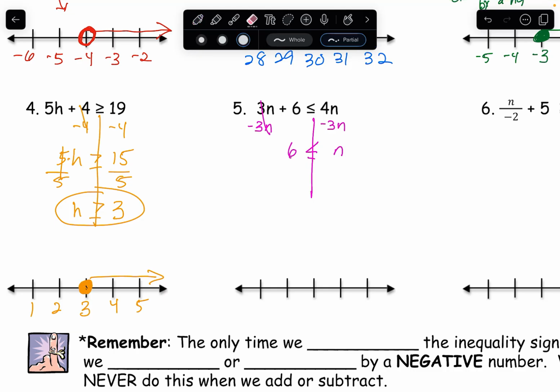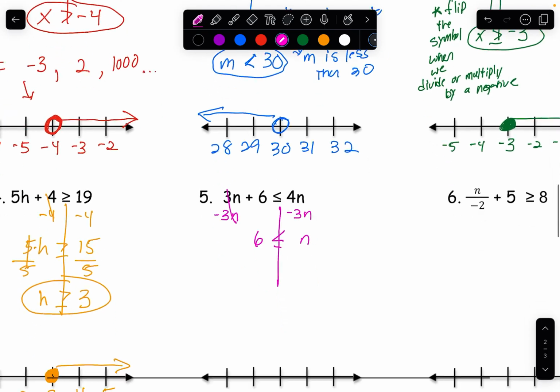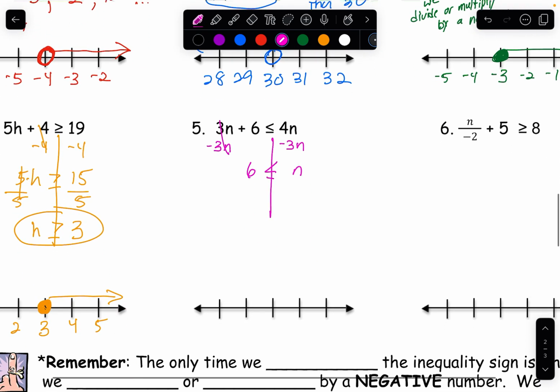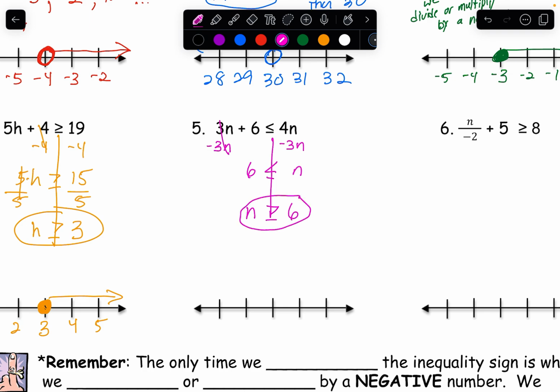Okay, so that's basically our solution. Now, just like in the problem above it, number 2, I'm just going to rewrite this as n is greater than or equal to 6. That is not flipping the symbol per se. That's just rewriting it so that the variable is on the left side. Notice the mouth is still opening up towards the n in both of these. So I didn't flip the symbol in the same way as I did in number 3.